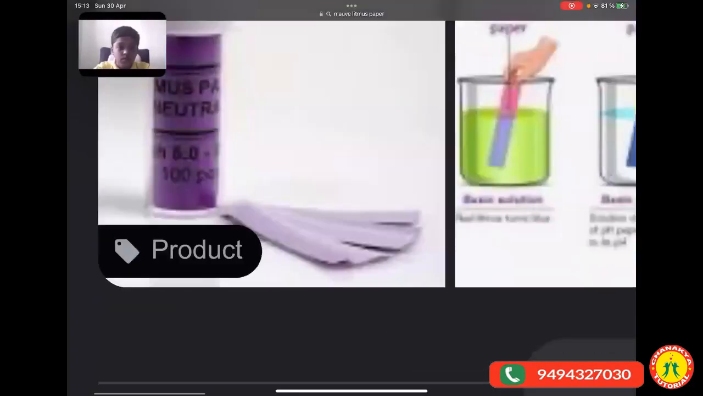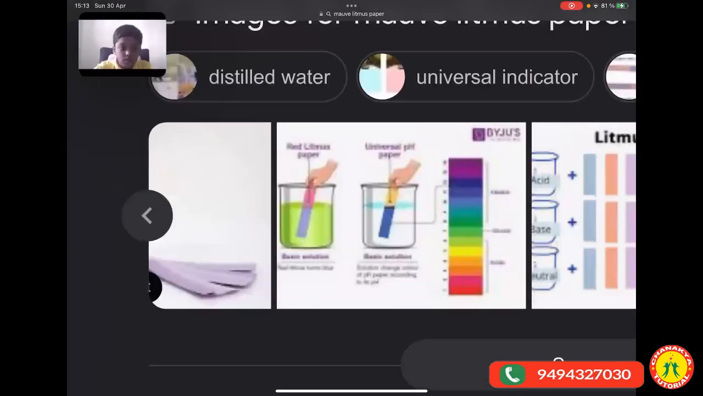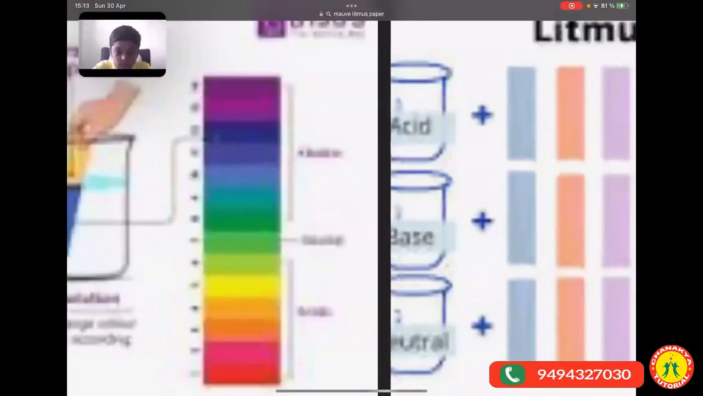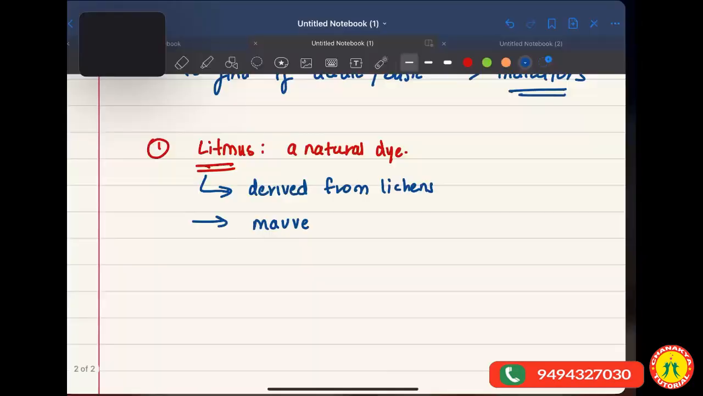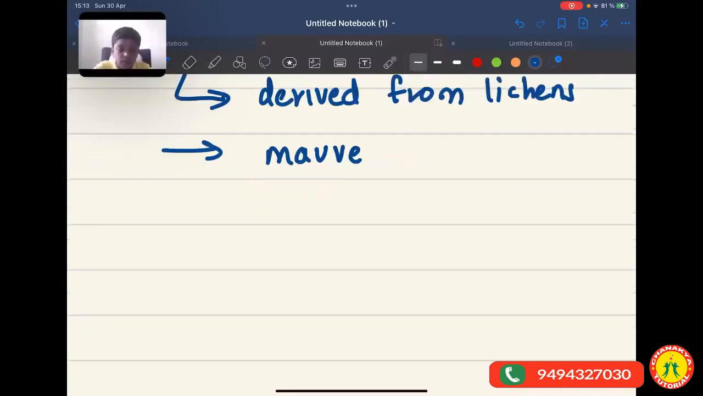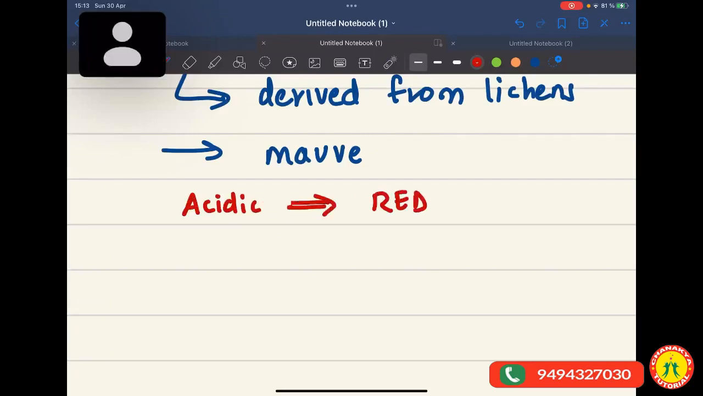This is the mauve color. This is the color of the litmus paper. You have papers like this, and when you put the papers in an acidic or basic solution, they change into these colors. Can you see the color band? Litmus paper is mauve in color, and it is derived from lichens. When added to an acidic solution, it turns red, and when added to a basic solution, it turns blue.